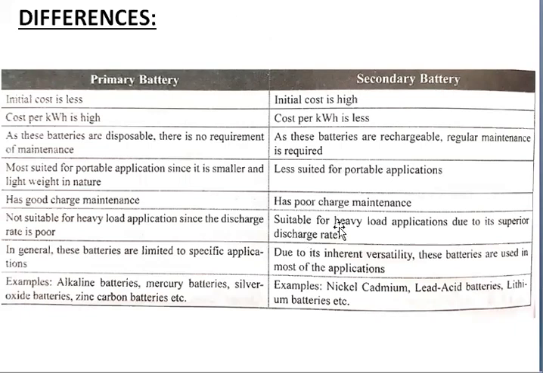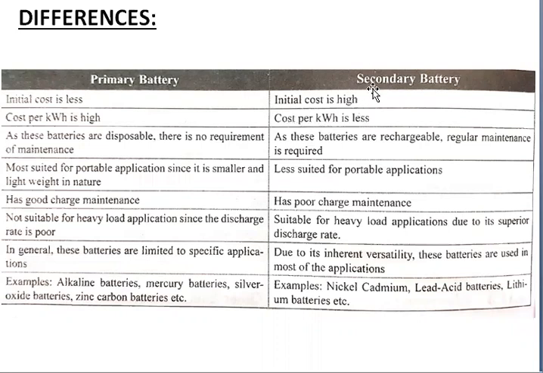This is very important. All of you note this down. The initial cost is very less for the primary batteries, and the initial cost is very high for the secondary batteries. And cost per kilowatt hour is high for the primary battery, and cost per kilowatt hour is less for the secondary battery. What is meant by this cost? kWh, kilowatt hour. For 1 kilowatt hour power generation, the cost is very high using a primary battery. For 1 kilowatt hour power generation, the cost is very less using a secondary battery.